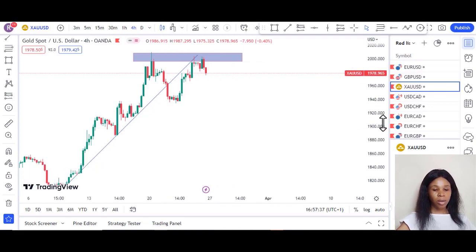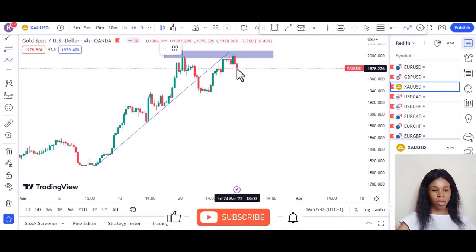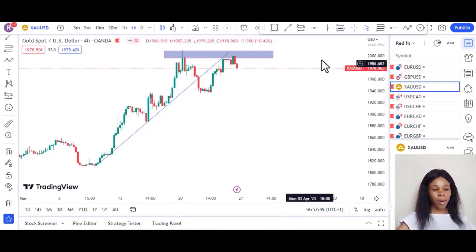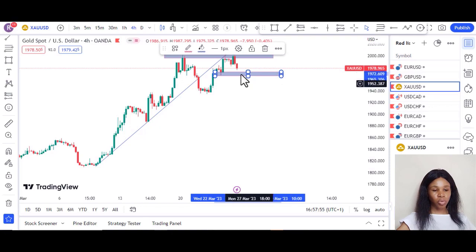So I'm looking to short the gold pair to the zone. This will be our first TP. So how do we go about this? We can clearly see that there is a small structure around the zone.